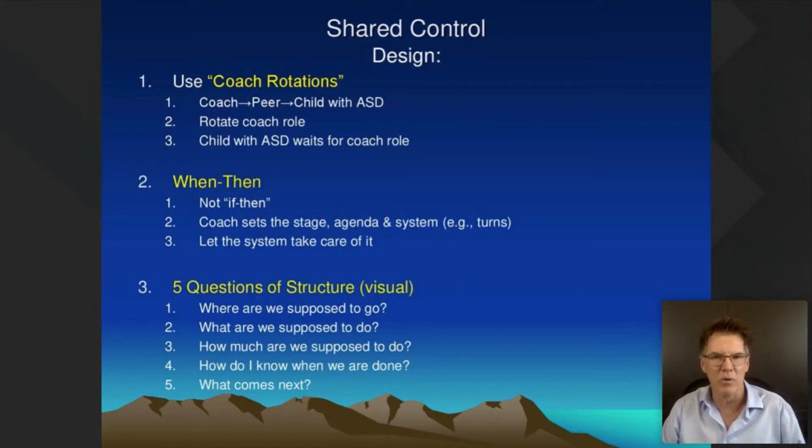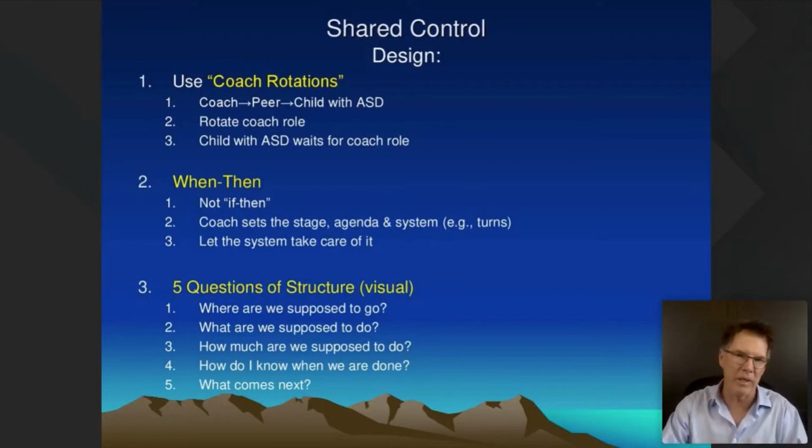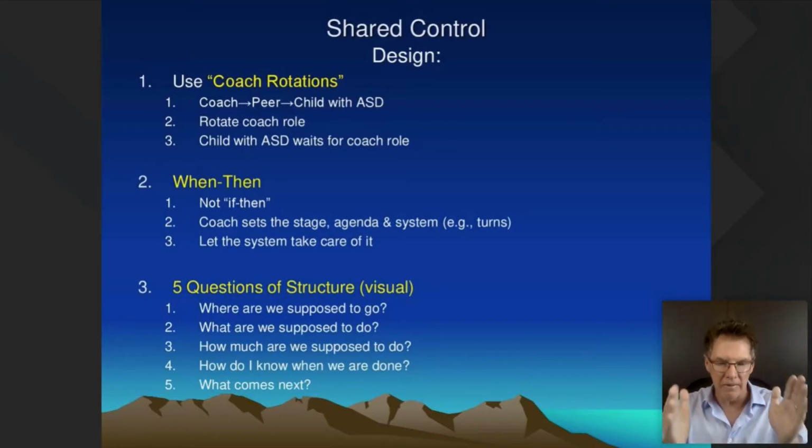How much are we supposed to do? For kids who have shared control, make sure you visually design how much you're going to do. It's pretty clear by looking at the activity how much we're supposed to do. We're going to do 3 pages or 10 turns worth or whatever. You just build in this visual, pretty much roadmap of what you're going to do.